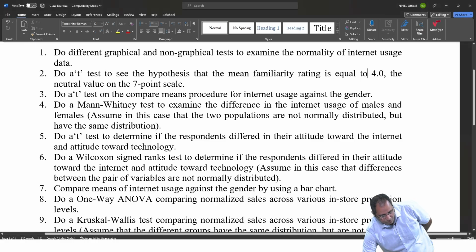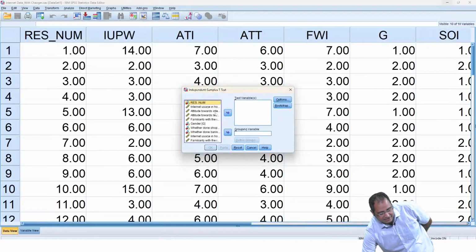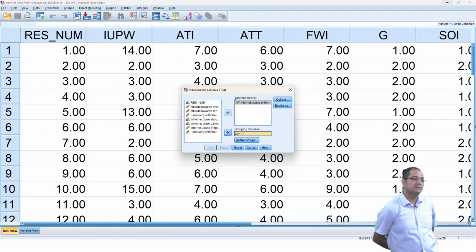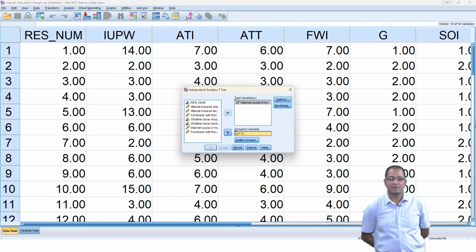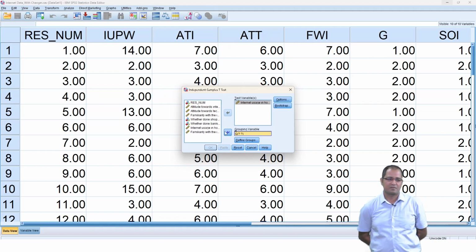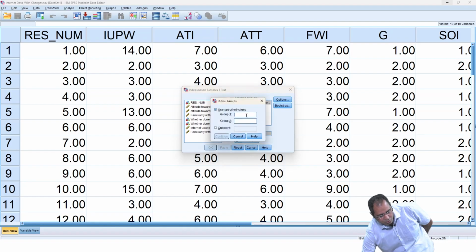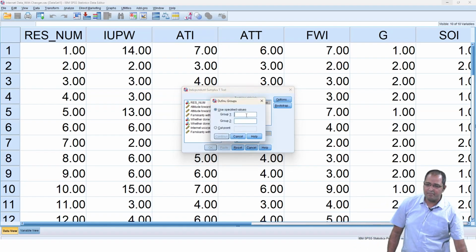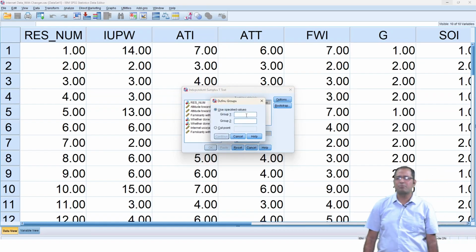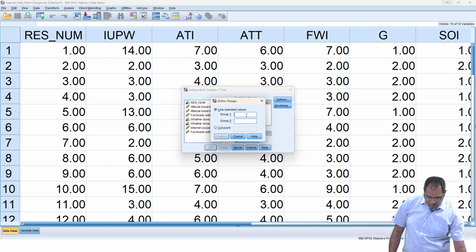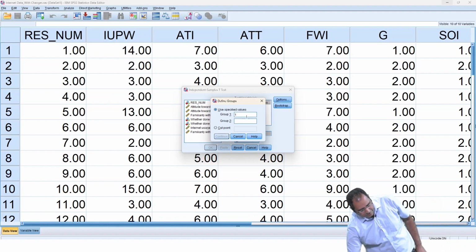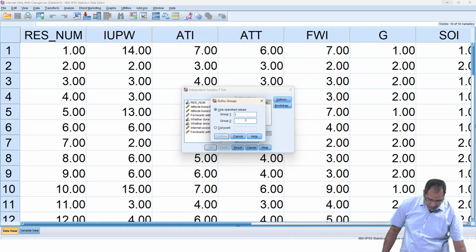What do we have to do? Internet usage against gender. So internet usage will be the test variable, gender will be the grouping variable. And gender is asking to define the groups. So group number 1 is male or female? I think group number 1 was male. So let's give group number 1 a value of 1, group number 2 a value of 2.